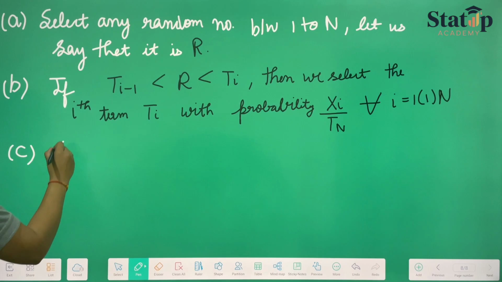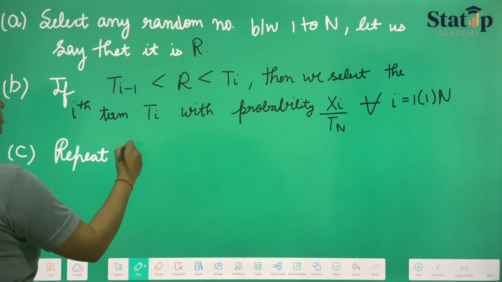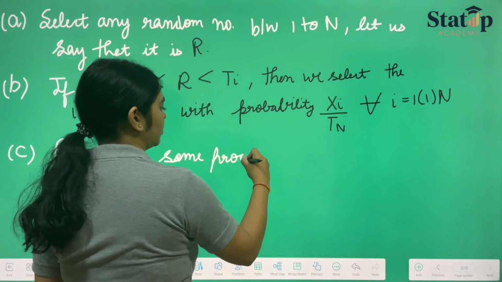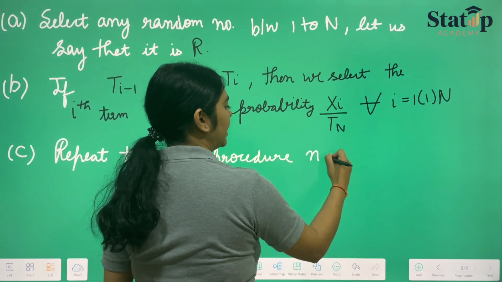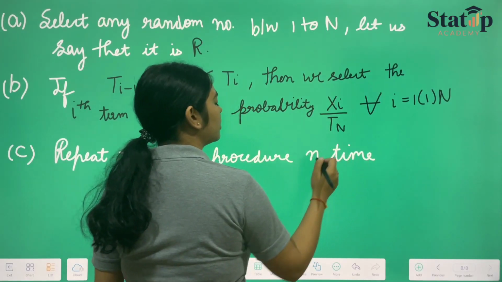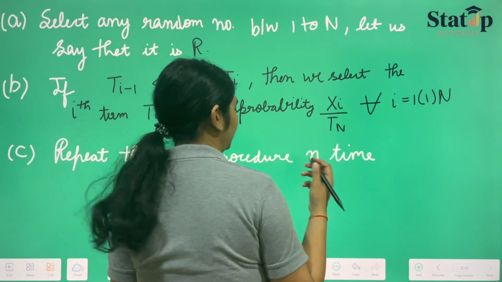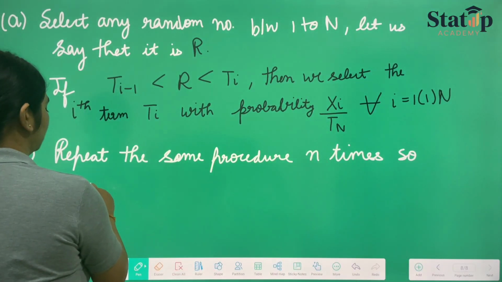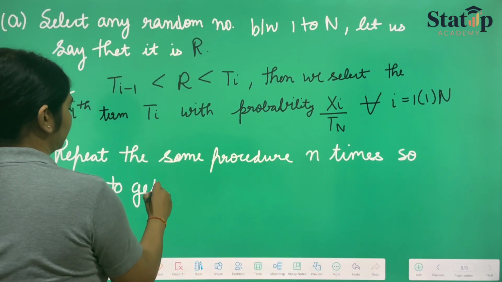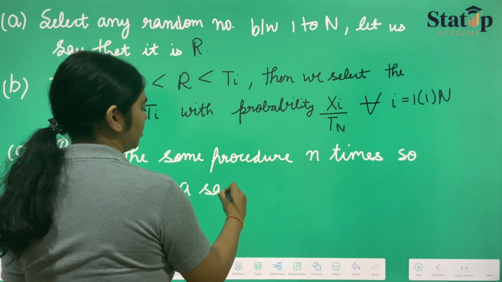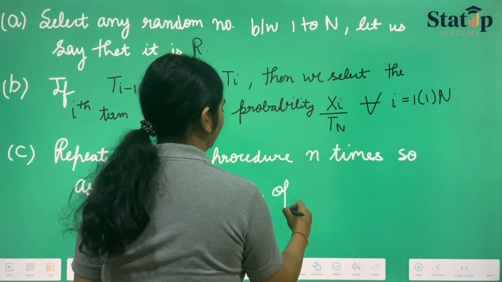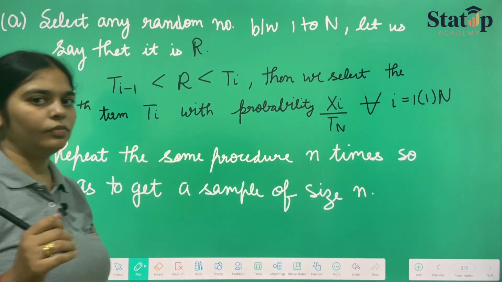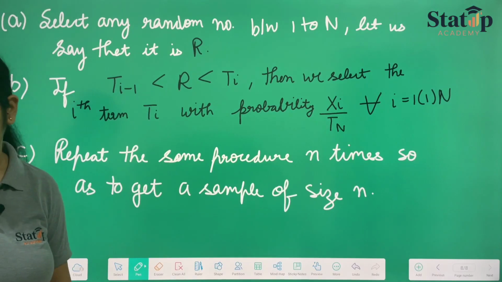Now repeat the same procedure small n times, because we have to calculate the sample of size small n. We have to repeat it small n times so as to get a sample of size small n. So these were the three steps that we have to follow.